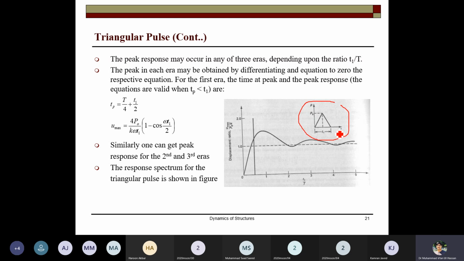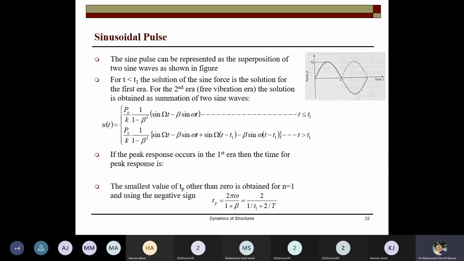ले लें P0, T1 की, T की, and then when you plot the response you will get this kind of response. It is interesting that the load is triangular but the response is totally different. So in this way the structures and the damped systems are actually behaving. और इसी तरह sinusoidal है, like we have studied today the response of the sinusoidal wave on a building.